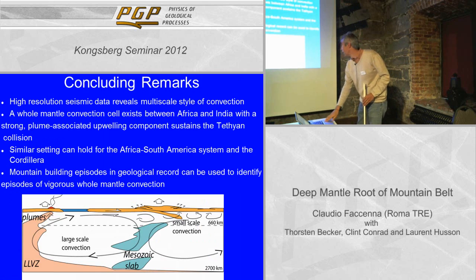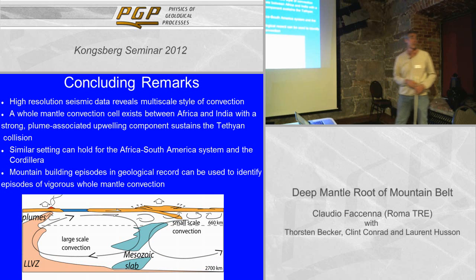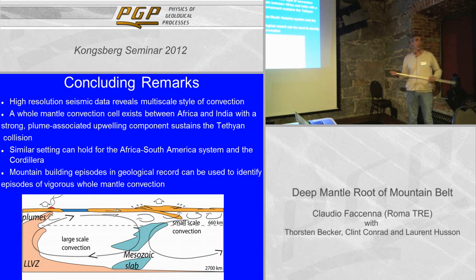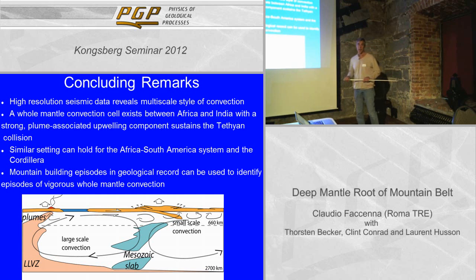So I'm running to my conclusion. Of course, this is just a scenario that it can be interesting to discuss altogether. My conclusion is basically this one. First of all, depending on the resolution we have, we should imagine that at least beneath continental plates and mobile belts, we should imagine a multi-scale style of convection.